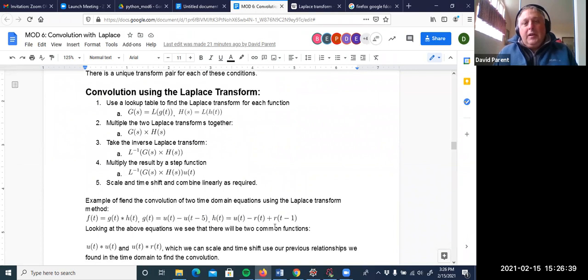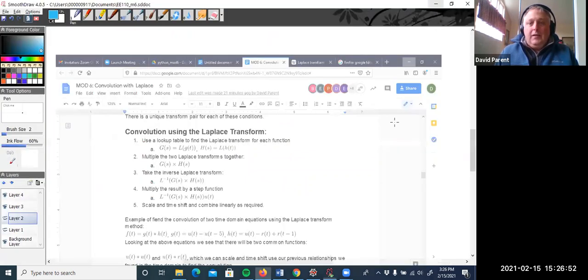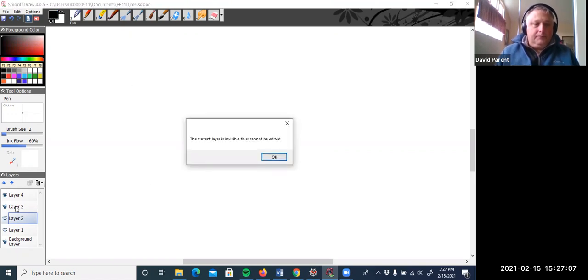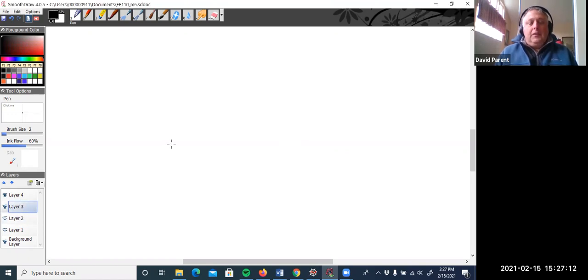So now we're going to use the Laplace transform to do convolution. And in the notes, I did a more complicated example. So what I'm saying is that's all like an overview.